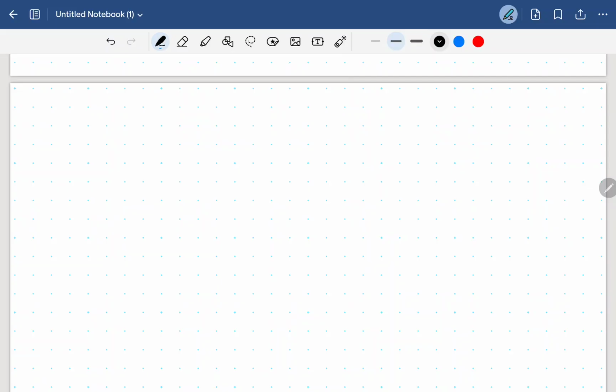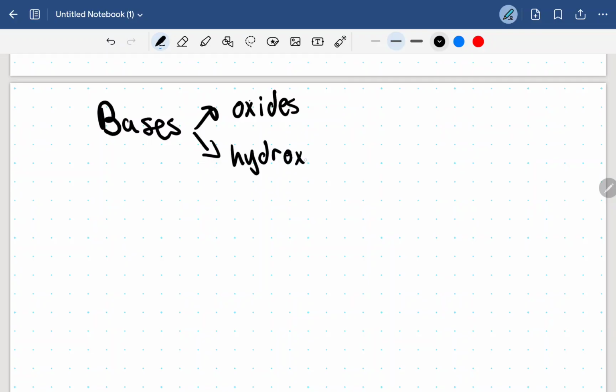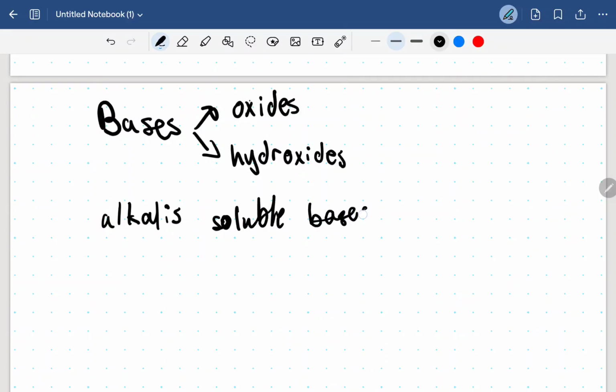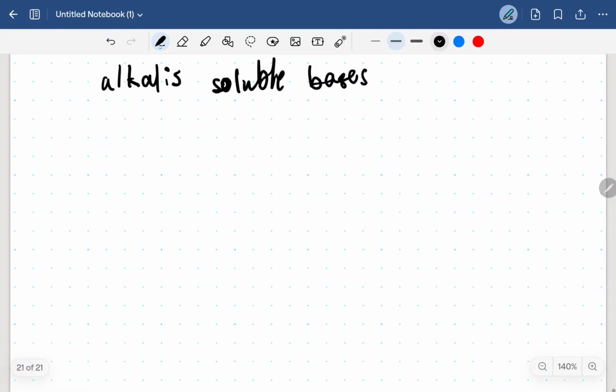So bases are oxides or hydroxides of metal. And alkalis are soluble bases. Okay? So bases only react with two different things. They're way easier than acids.